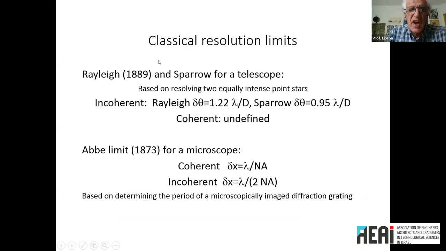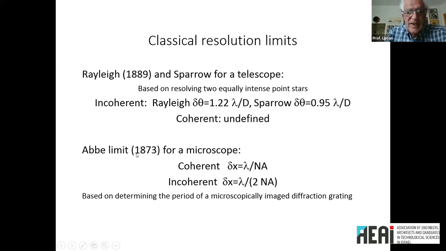So first of all, we'll start with the classical resolution limits, which were defined by Rayleigh and Abbe. The telescope one, which actually was later, I was surprised to see that it came after the Abbe limit, was for a telescope, which everybody knows about from their undergraduate days, the Rayleigh limit of 1.22 lambda over D. And the one which is closer to what you could actually see, this is the theoretical one, which is very convenient, but the Sparrow limit is closer to the real vision, which is 0.95 lambda over D. For coherent illumination, the telescope limit is not defined. And we'll see, in fact, just a few words about that later on.